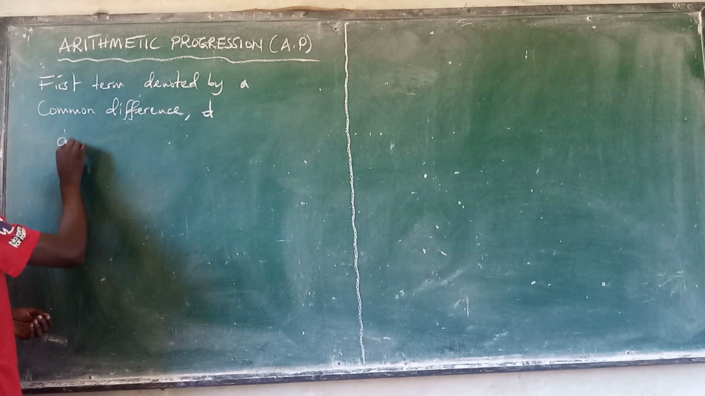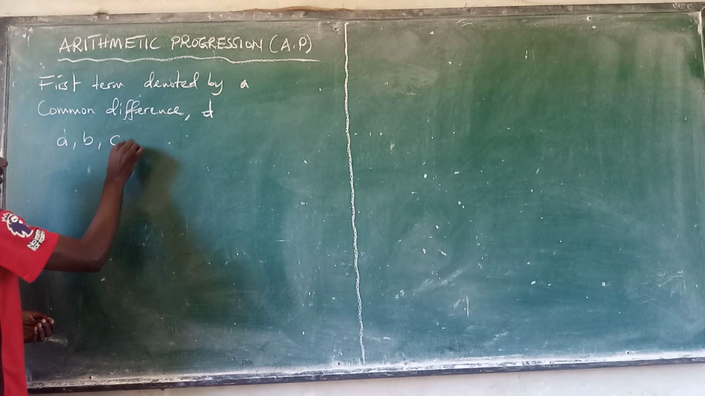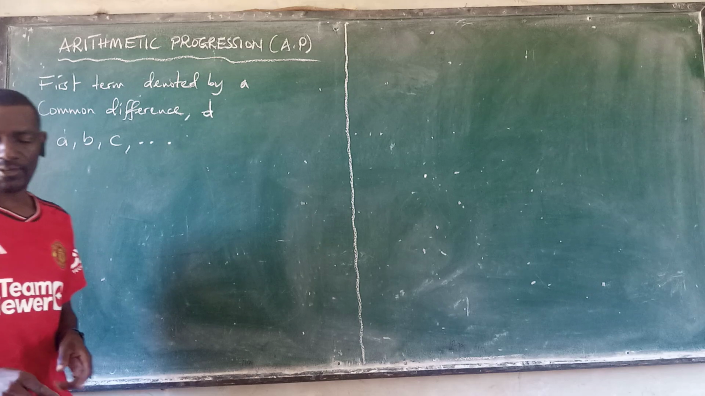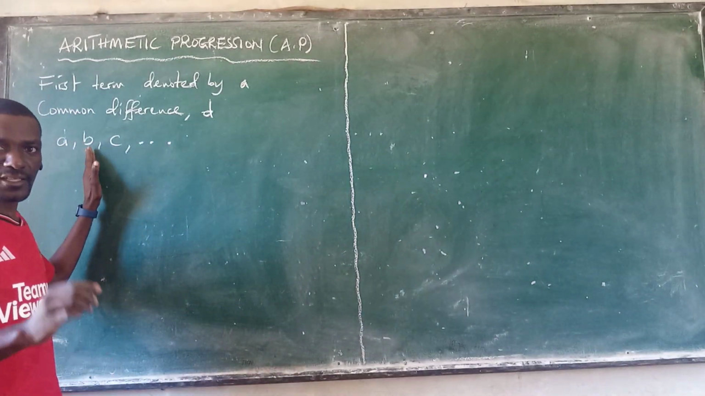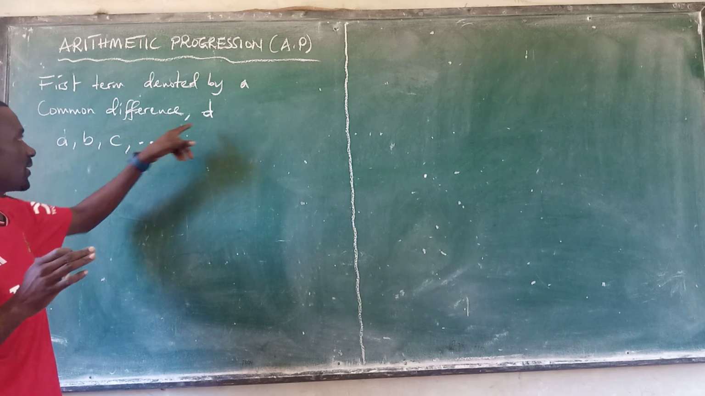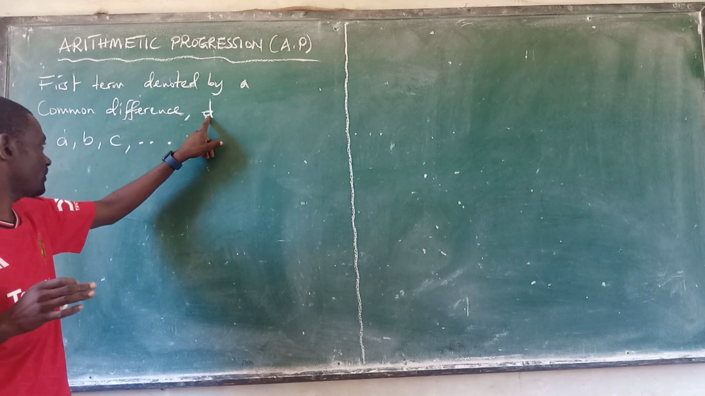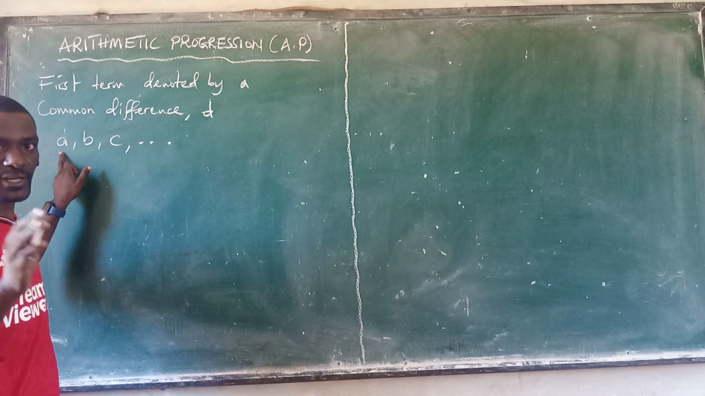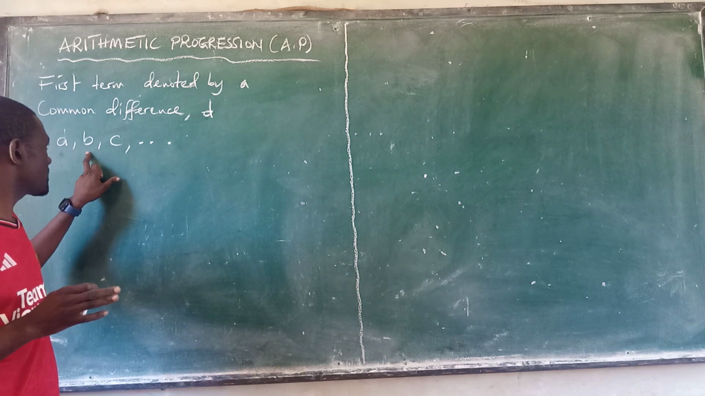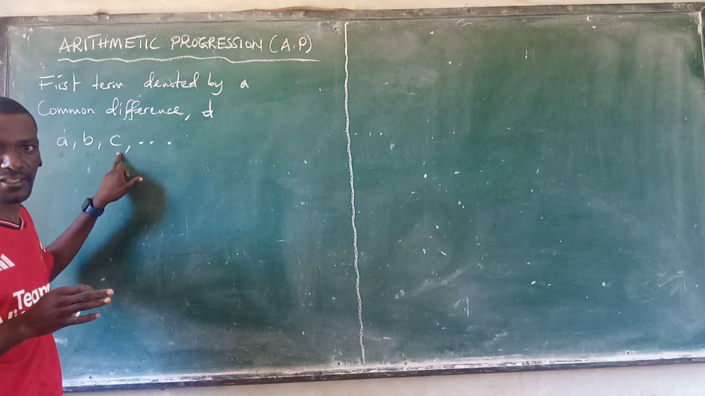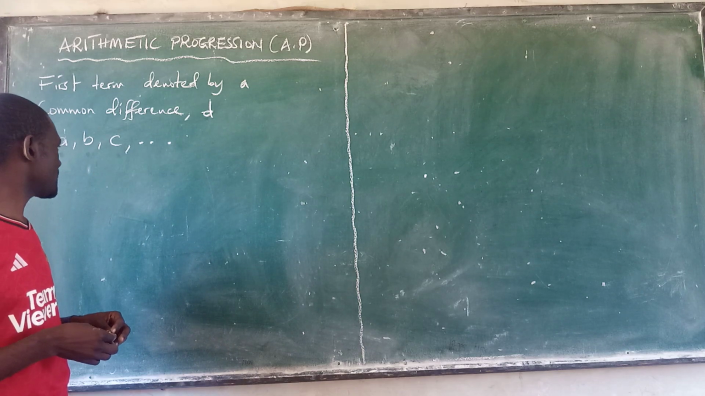And then this is the kind of sequence. Let's say we have A, B, C, and so on. So if it is an AP, from A to B, there's a difference. That difference is what we are referring to as the common difference. So to A, if you add D, you get B. When you have B, you add D, you get C. So it goes on just like that.